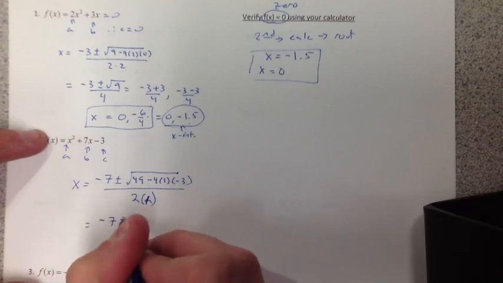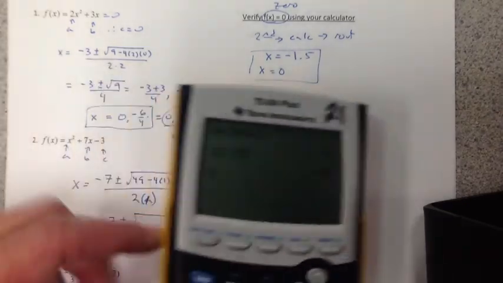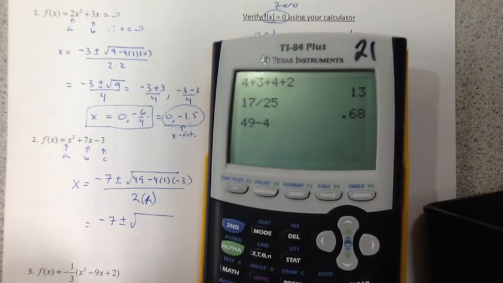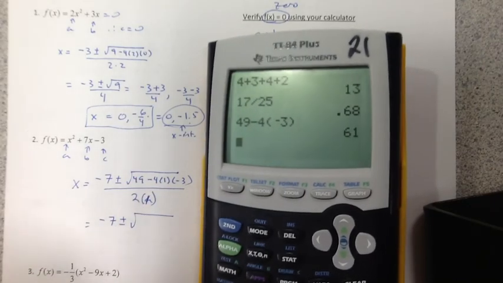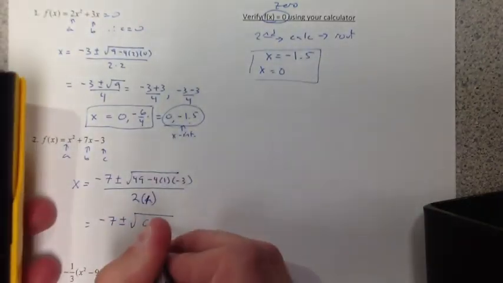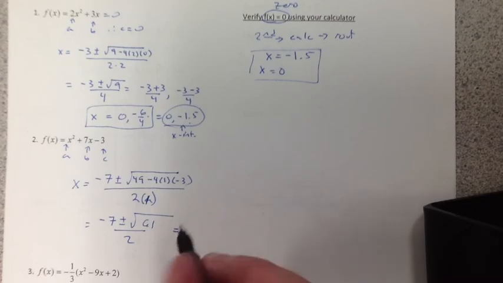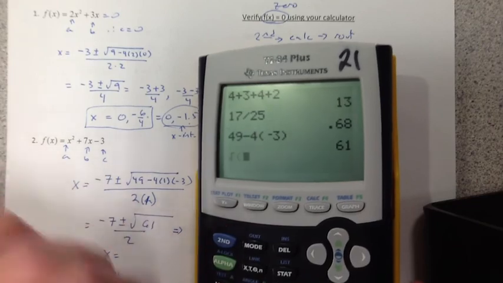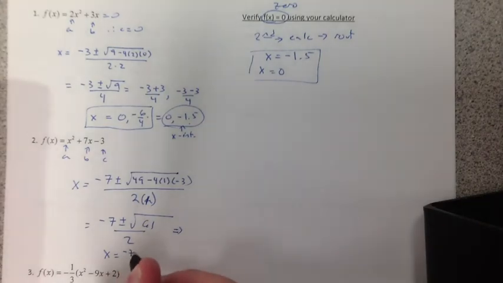So we get negative 7 plus or minus the square root, and I type all that in our calculator. Second quit. This is just typing in 49 minus 4 times a negative 3. I don't worry about the 1 because it's just a 1, but I do worry about the negative 3. And that gives me the square root of 61, all over 2. So let's go ahead and write this one as a decimal. The square root of 61 is about 7.81. So I'm going about negative 7 plus or minus 7.81 over 2.